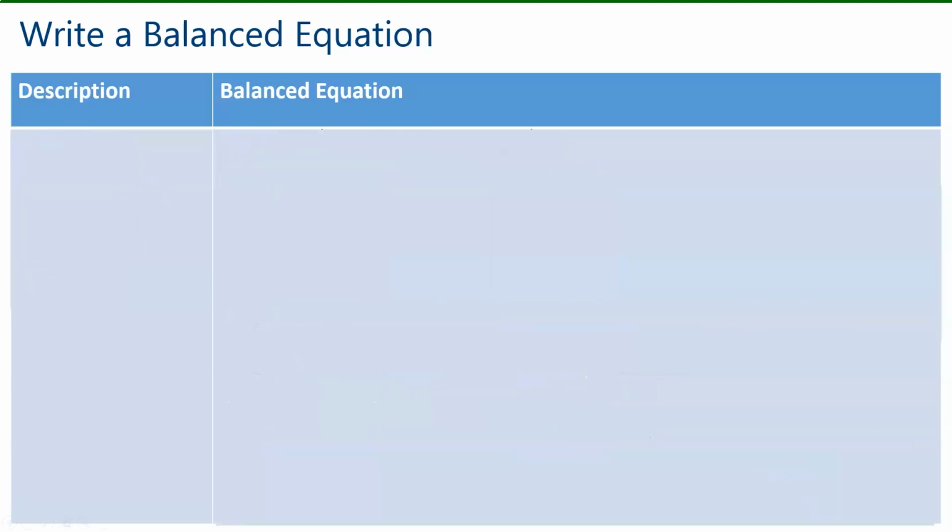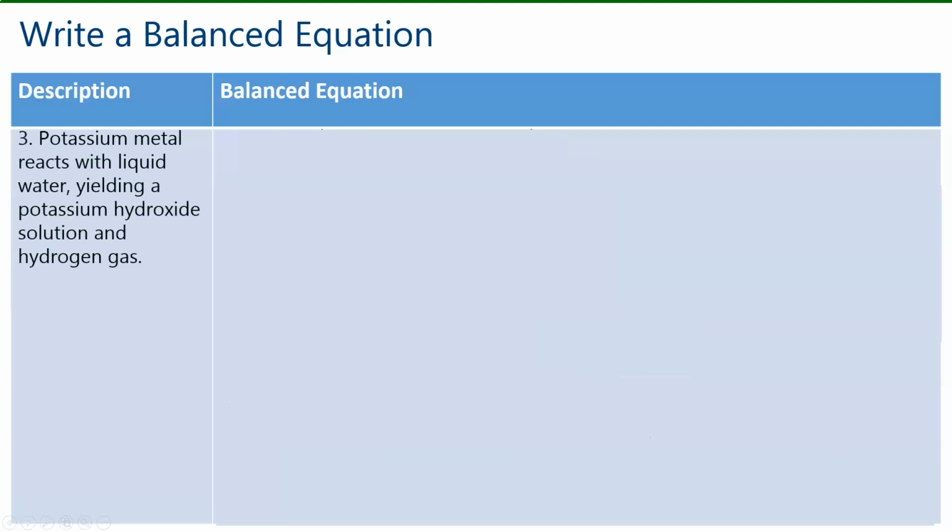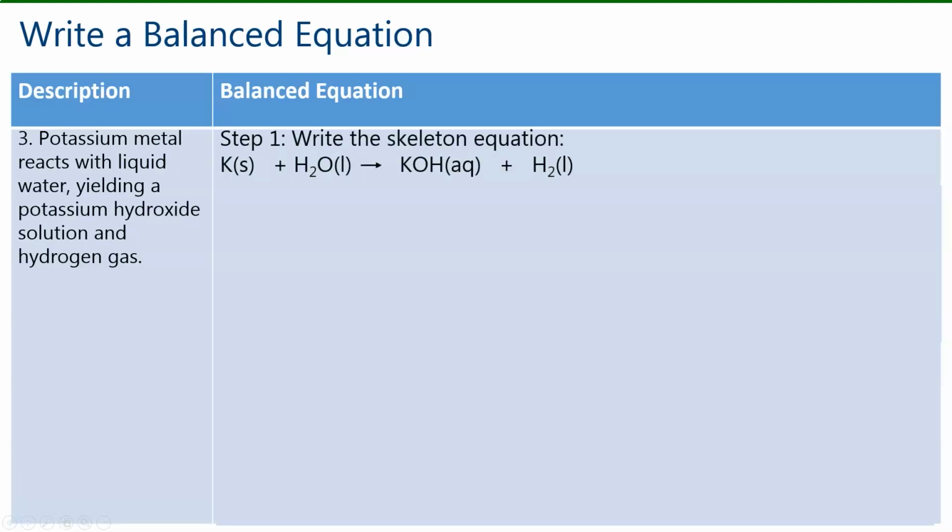Let's try one more. Our description says, potassium metal reacts with liquid water, yielding a potassium hydroxide solution and hydrogen gas. So your first step in writing a balanced equation is to take that description and write a skeleton equation, which will look like this. Some things to remember here is I was able to add the states next to the chemical formulas because it gave us that information in the description. And also hydrogen is a diatomic molecule, so I had to add the subscript 2 to hydrogen.